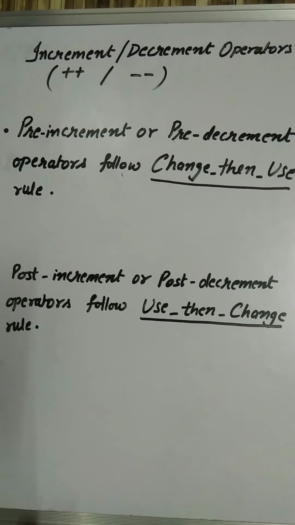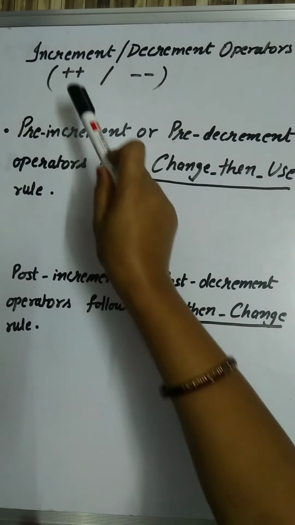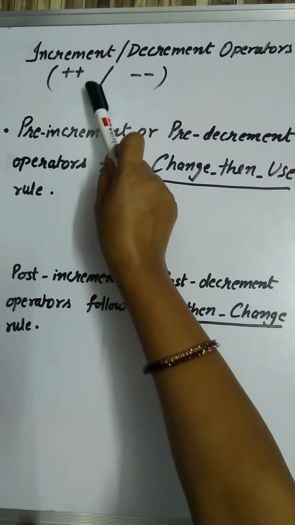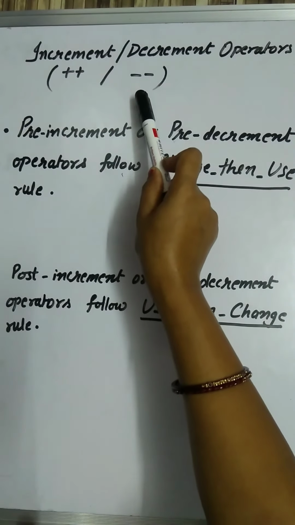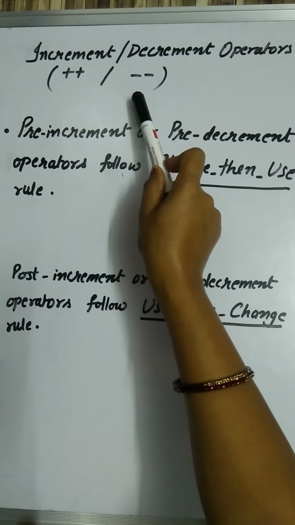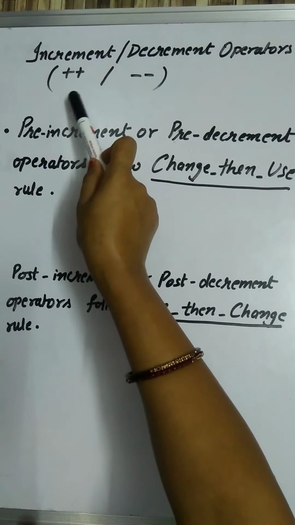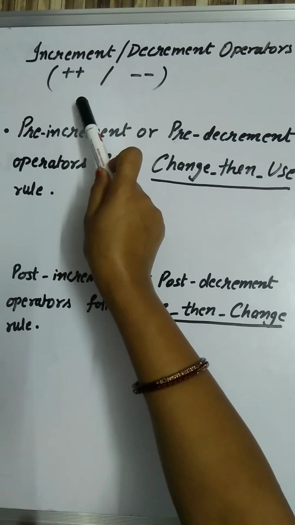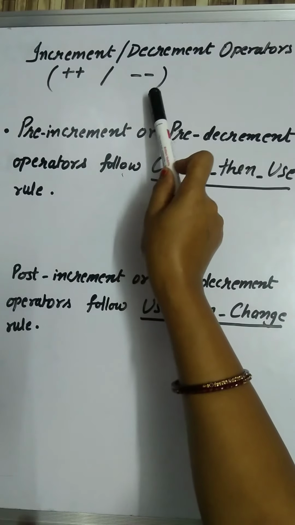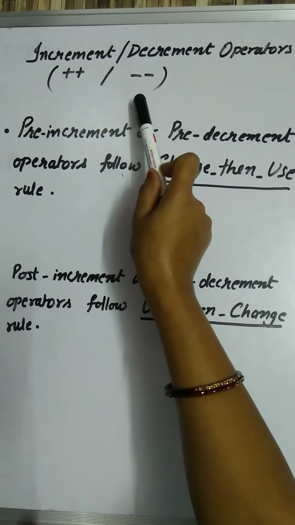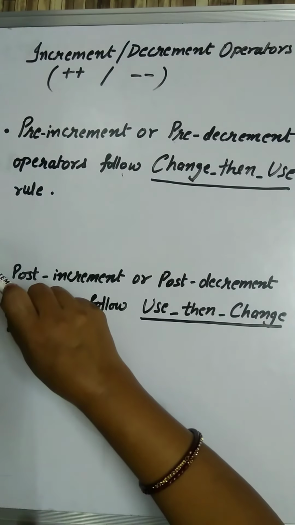Java includes two useful operators, increment and decrement, not generally found in other computer languages except C and C++. The increment operator is denoted by the plus plus sign and the decrement operator is denoted by the minus minus sign. Plus plus means add 1 to its operand and minus minus means subtract 1 from its operand.